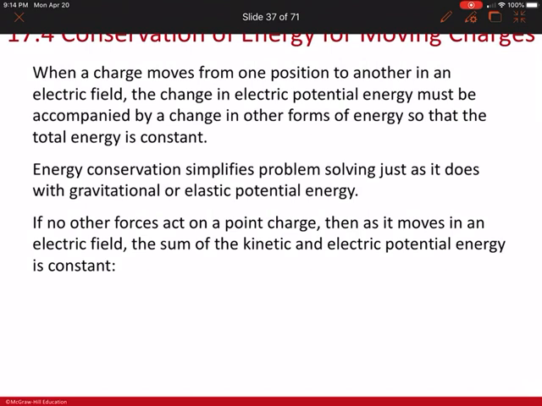Okay, so we are on 17.4, conservation of energy for moving charges. So this equation that I write should look pretty familiar. It's maybe from a while ago, but it still should look familiar.